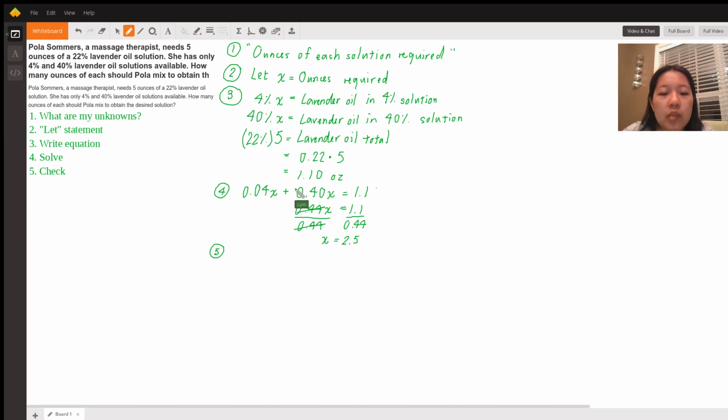And if we plug this back into our original equation, 0.04 times that 2.5 plus 0.40 times 2.5 again, does that equal 1.1? And if you put this into a calculator, yes, it does equal 1.1. So our answer should be 2.5 ounces.